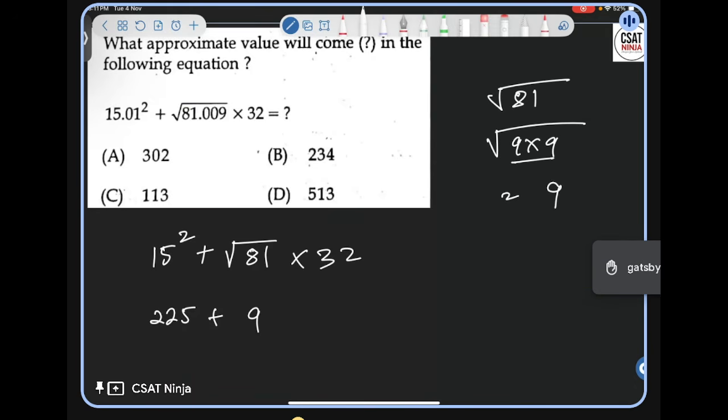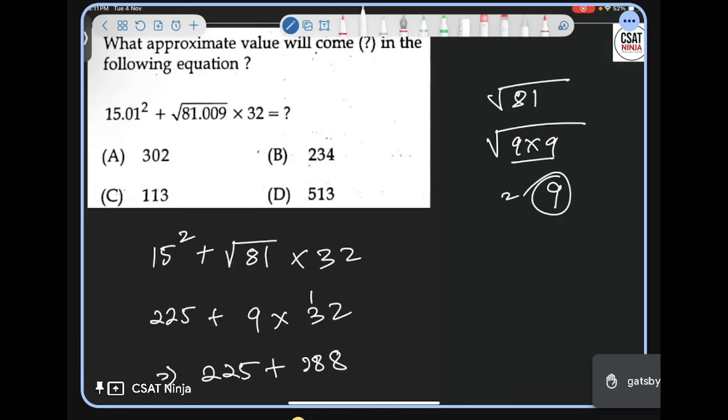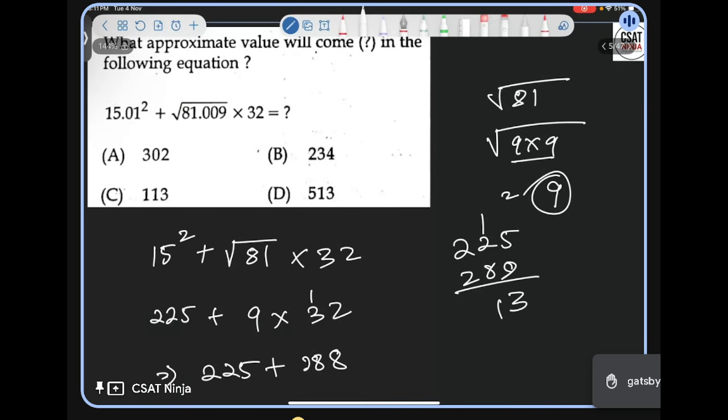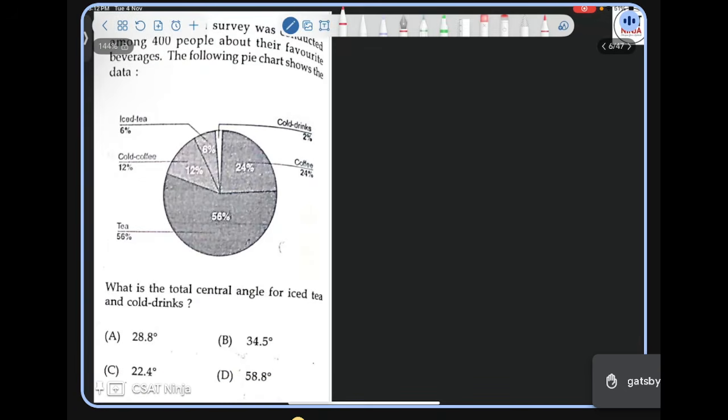If a number is repeating 2 times, I can take 1 out. So the value of this is 9 into 32. If I simplify this, how much should I get? 225 plus 9 times 32, which is 288. So 225 plus 288 is 513. So the answer here is 513, which is option number D. So that's the answer there. Let's move on to the next. I'm starting with some simple questions only, okay?